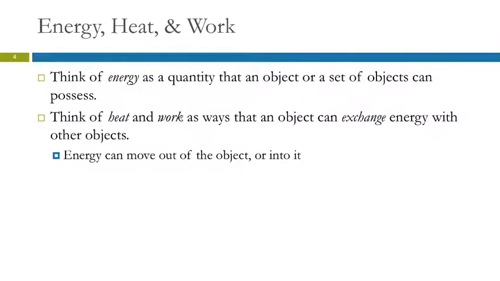So we have to keep energy, heat, and work straight in our minds. Energy is a quantity. Something can have energy, it can possess energy. Heat and work are ways of exchanging energy with other objects. So energy can move into objects or out of objects. Heat and work are the processes by which energy is transferred.